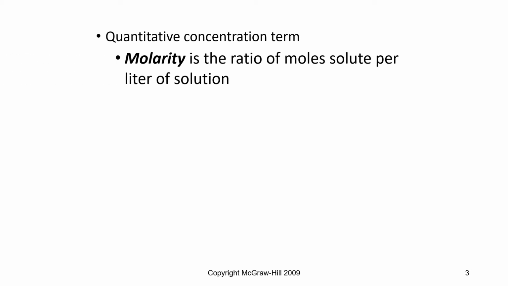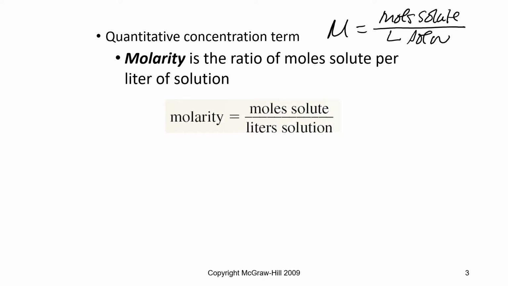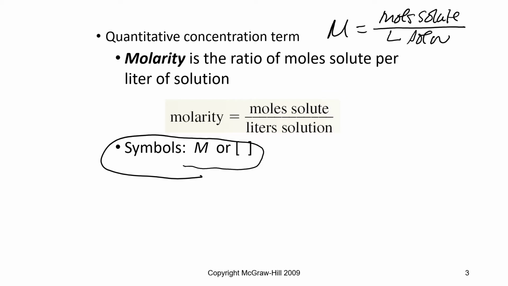The most common quantitative expression of concentration in chemistry is molarity, and this is the ratio of moles of solute per liter of solution. So M equals moles solute divided by liters of solution, in those units, moles per liter. Ways to abbreviate molarity: capital M or in brackets. You'll see both.